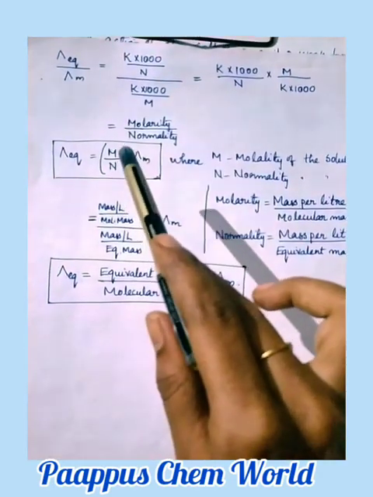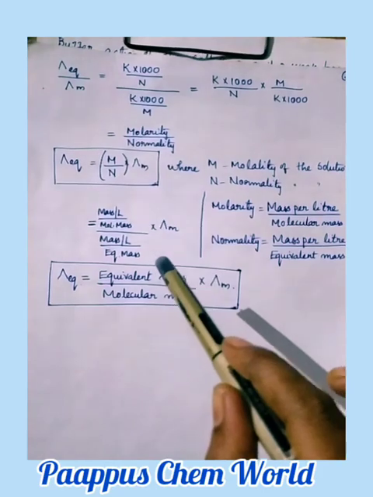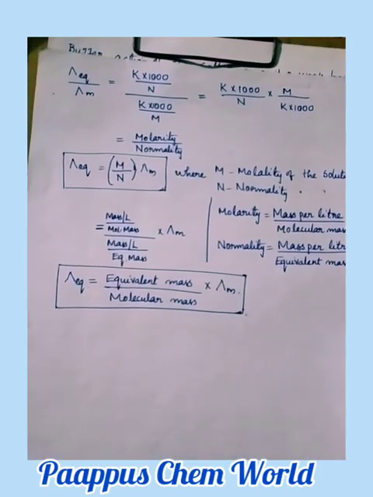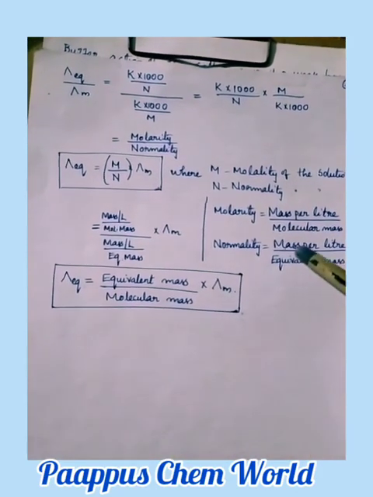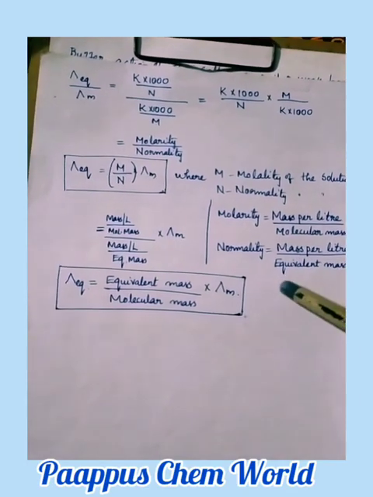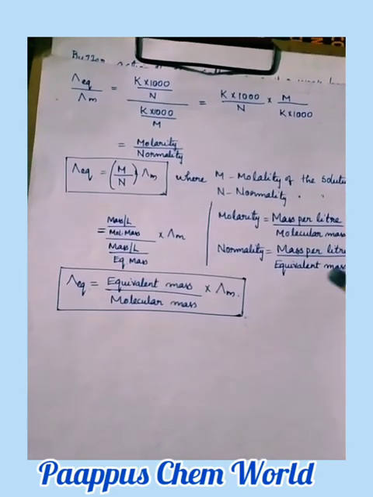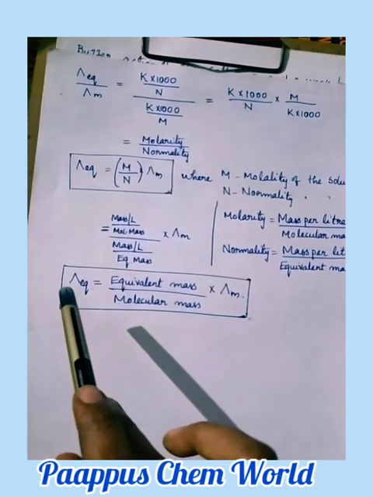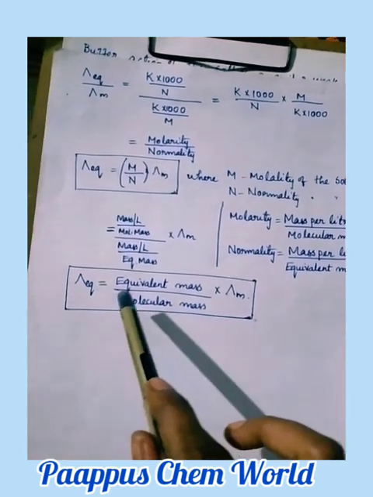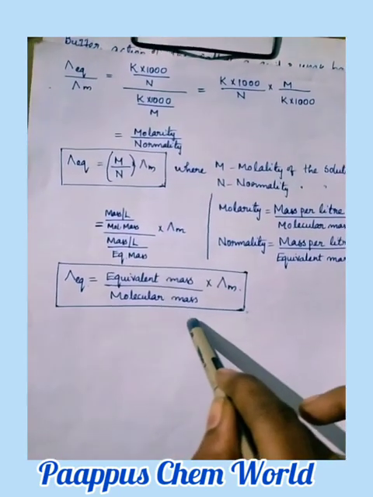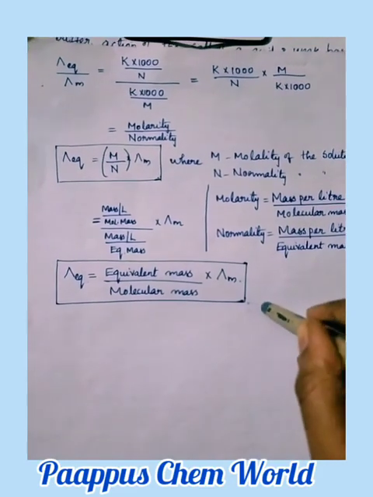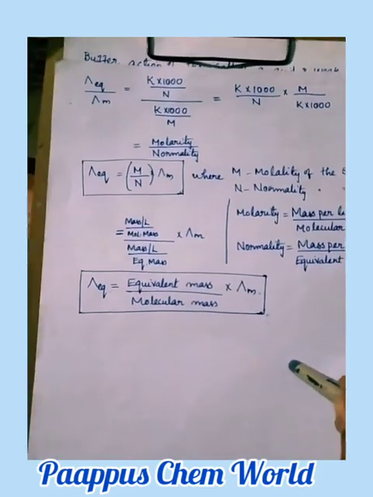Here, for molarity we are substituting mass per liter by molecular mass, and for normality, mass per liter by equivalent mass. Mass per liter gets cancelled and the expression becomes equivalent conductance equal to equivalent mass by molecular mass into molar conductivity. These are all about the conductance.